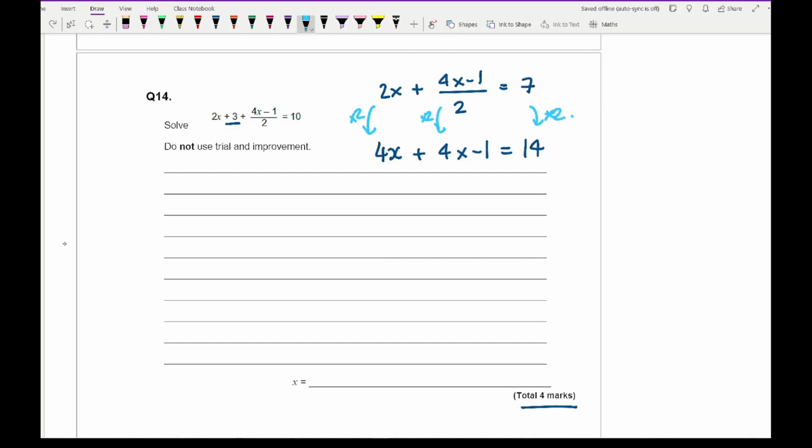So then from this I can simplify the left hand side, so I end up with 8x minus 1 equals 14. I can then take this 1 over to the other side, so here I'm left with 8x equals 15, and then all I've got to do is divide by 8, so I'm left with x equals 15 divided by 8, and you can write it as a mixed number if you wish, so that's going to be 1 and 7 over 8.